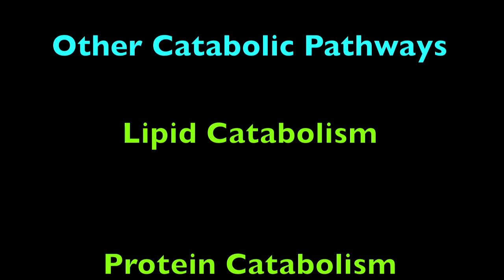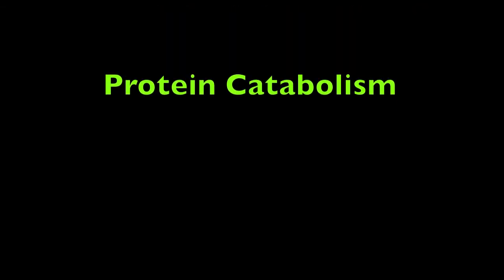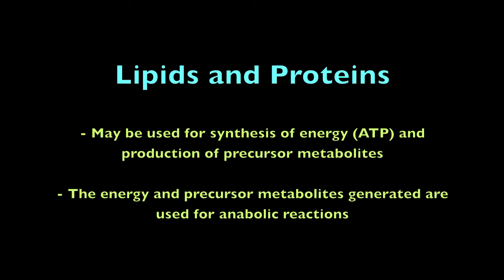In this video, we will address lipid catabolism and protein catabolism. Lipids and proteins are molecules that can be used by cells, in addition to carbohydrates, to meet their energy needs and generate precursor metabolites for anabolic reactions. We are going to address lipid catabolism first.